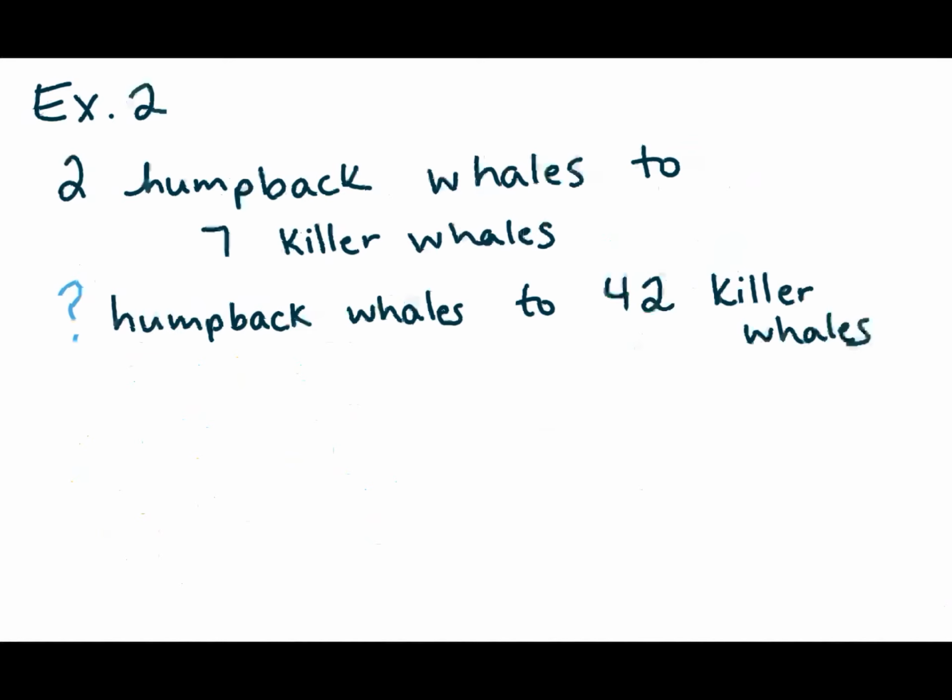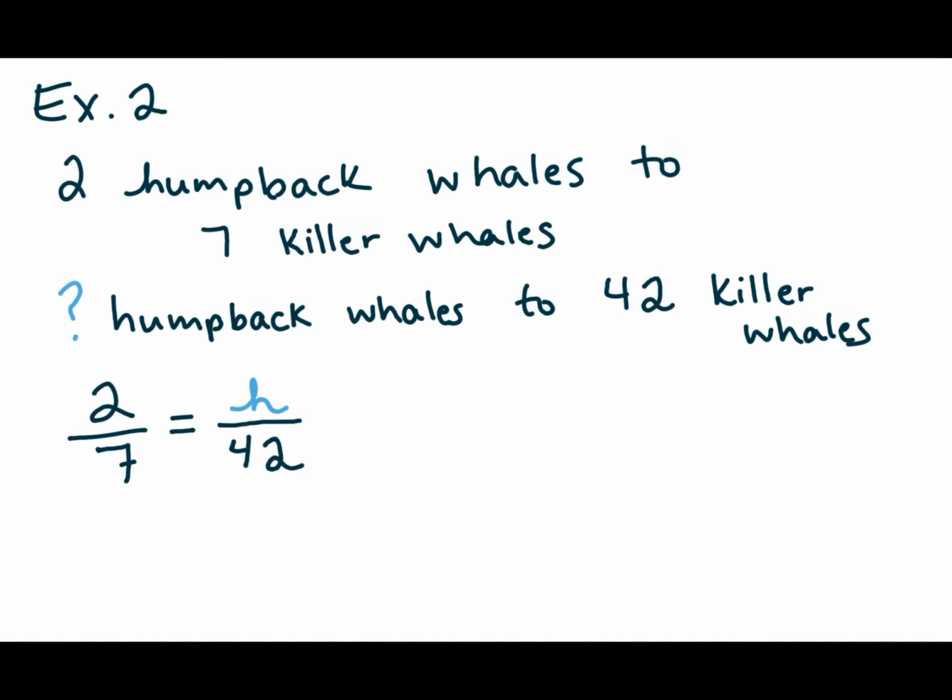In this problem, again, I'm going to set up my ratio. So there are 2 humpback whales, this is example 2, to 7 killer whales. So that's my proportion, 2 over 7. And then your book uses the letter H to represent the number of humpback whales that are unknown, but the killer whales are known.